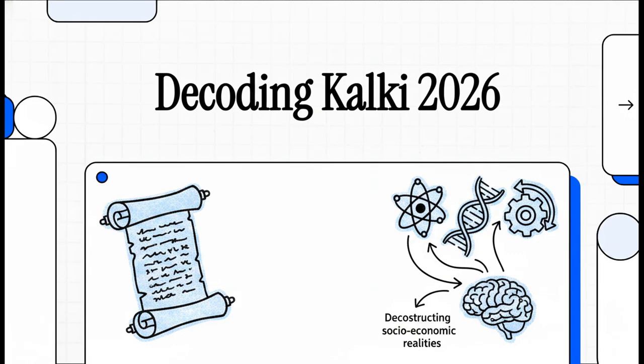Today we're diving into a seriously fascinating explainer. We're exploring a text that sits right at the intersection of ancient myths and modern science. Let's deconstruct how history, biology, and physics might actually be shaping our socioeconomic realities right now.